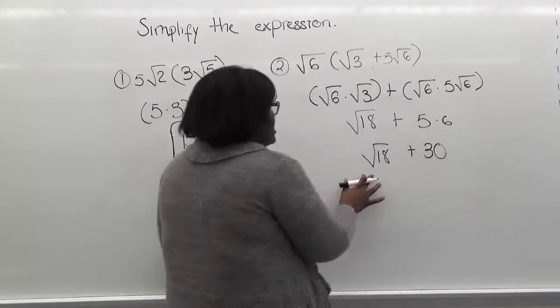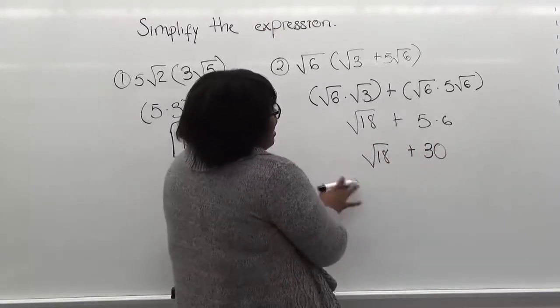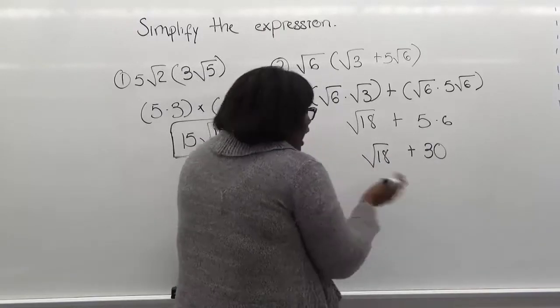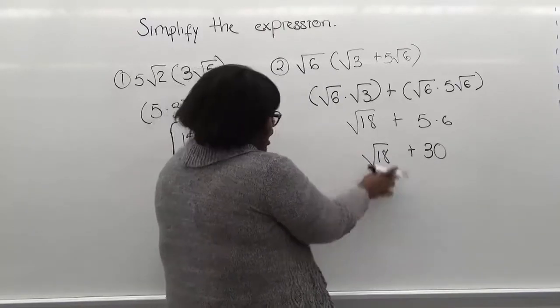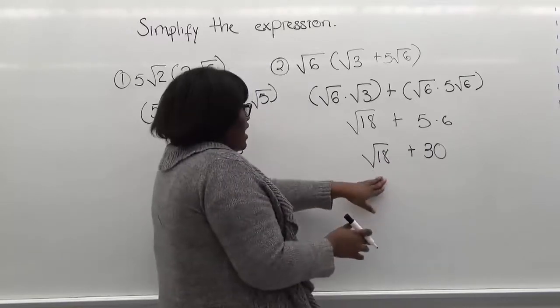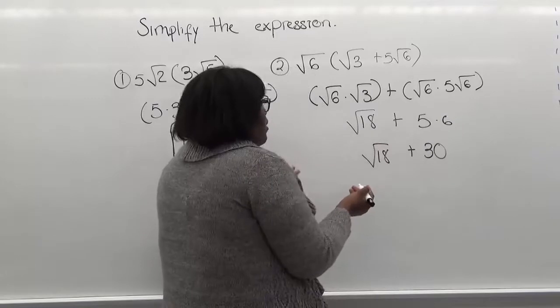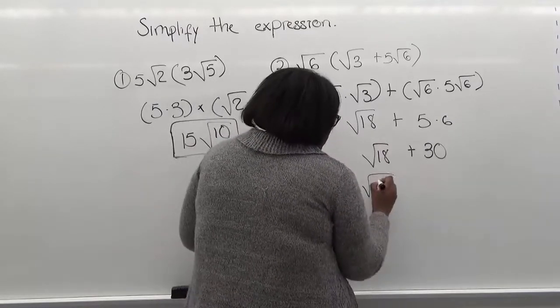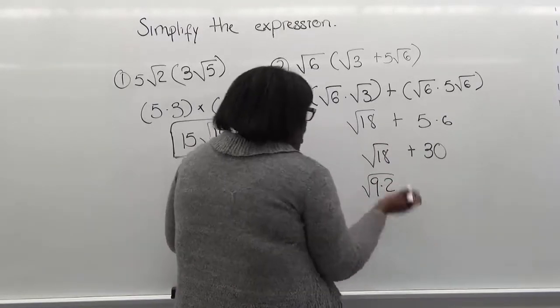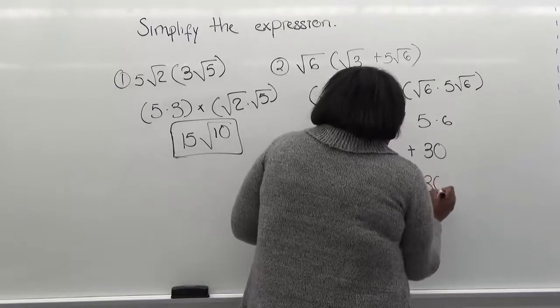Now, we need to see if we can simplify any radicals or add or subtract. So now we have radical 18. We can simplify this even further. We can do this as a perfect square. We can do times 9 times 2. We're going to have plus 30 here.